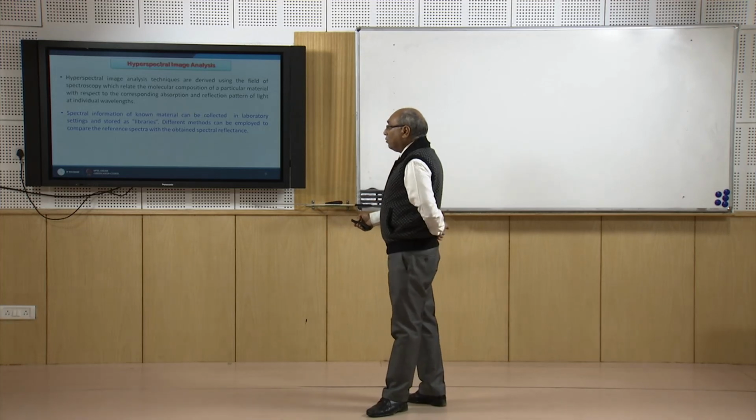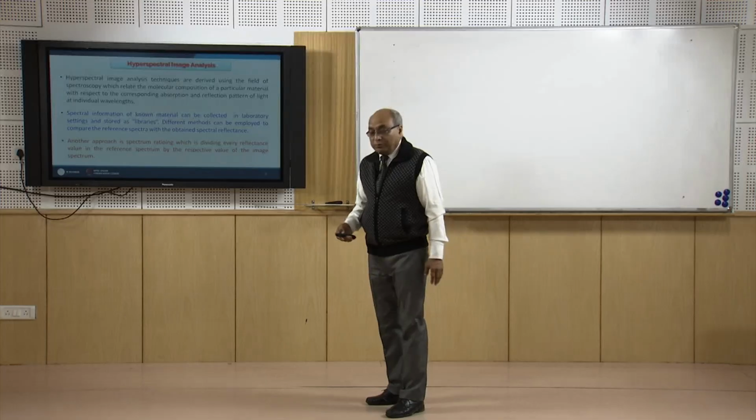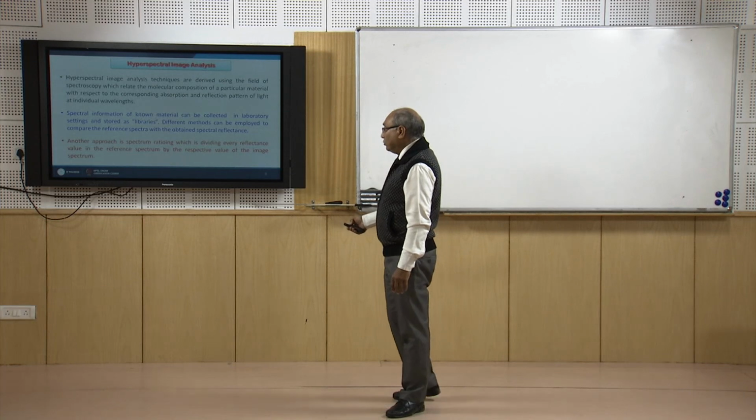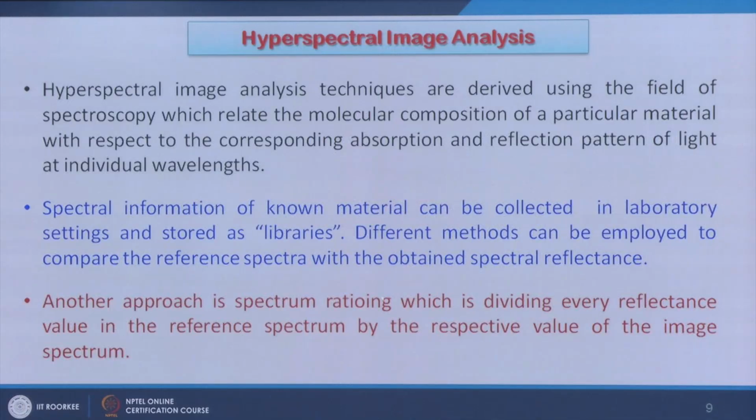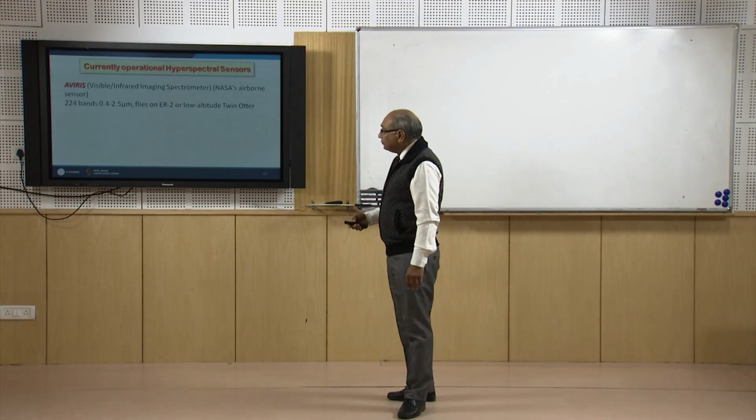Spectral information of known material can be collected in laboratory settings, and then these spectral libraries can be used further, as mentioned earlier, so that different methods can be employed to compare the reference spectra with the obtained spectral curves. Another approach is ratioing, in which we divide every reflection value of a reference spectrum by the respective value of the image. So once that data is collected, further processing is also possible.